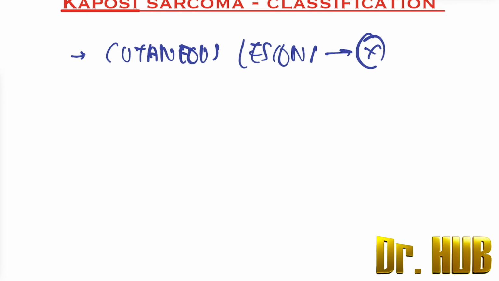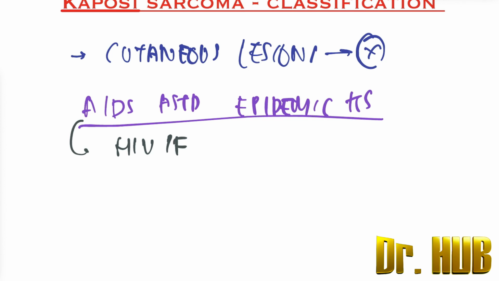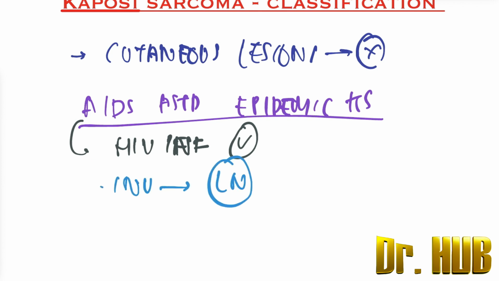Now let's move on to the AIDS associated epidemic Kaposi sarcoma. Let's write epidemic. In this case, there are HIV infected individuals, and it involves the LN, that is, the lymph nodes.